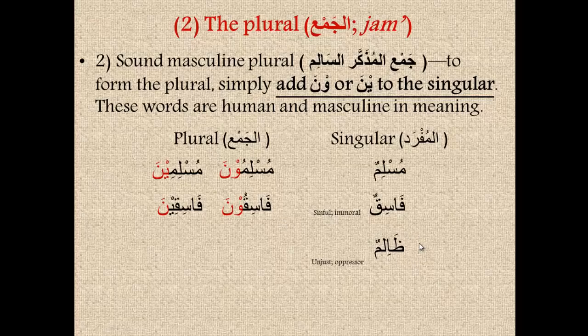Lastly, we have zalim, a male individual who's unjust or a male oppressor. To get the plural, again, we do the same modification. We add una or ina, we get zalimuna and zalimina.